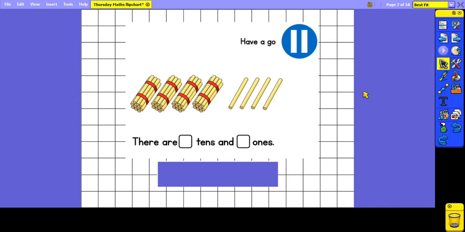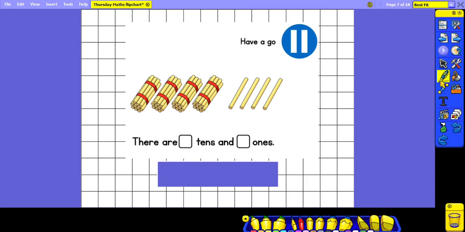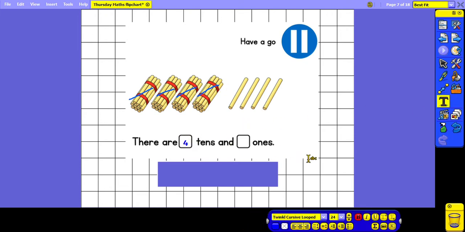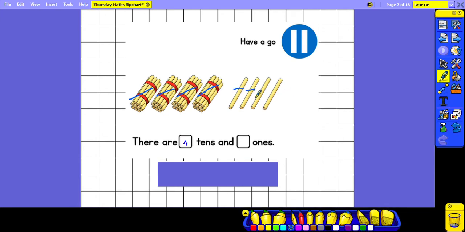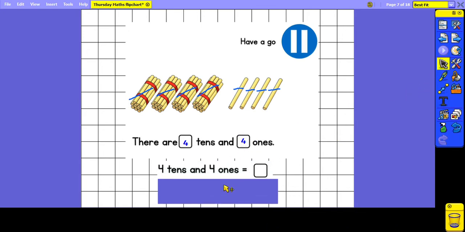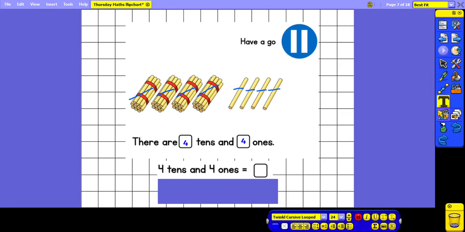This time we've got another number represented by the straws. I'd like you to pause the video now and see if you can work out how many 10s there are and how many ones first of all. So beginning with the 10s, there's 1, 2, 3, 4 10s. And then there are 1, 2, 3, 4 ones. So 4 10s and 4 ones represent what number? Pause the video now and have a go. So 4 10s and 4 ones represent 44.